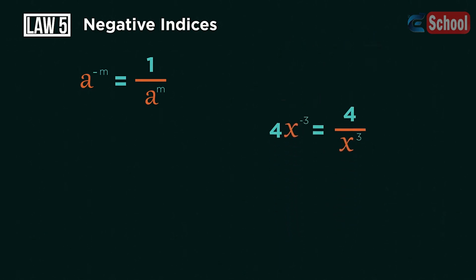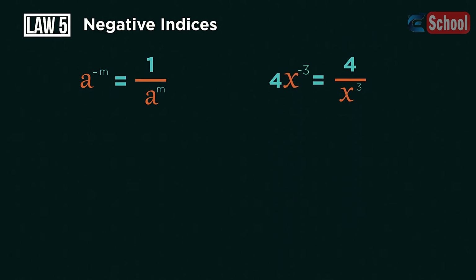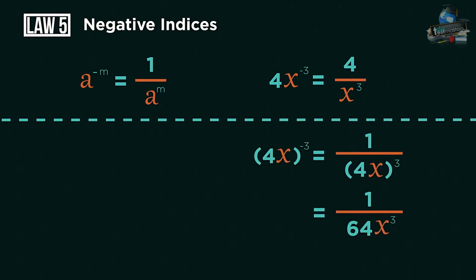See how on the fourth one, only the x to the negative 3 drops down. This is because the negative 3 only belongs to the x. We would need brackets for it also to affect the 4.